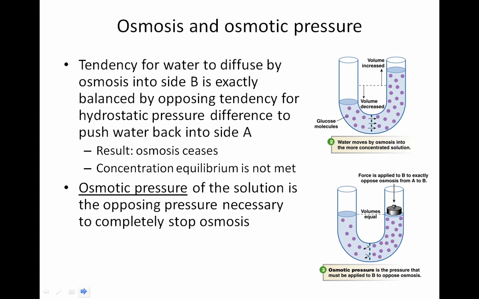The thing is we don't have a concentration equilibrium. In other words, we don't have balance. So water's still going to try to come in, but because of the mass of the water, the weight of the water, it keeps pushing the water back out. All right? So the strict definition is the pressure of the solution that opposes water moving in. In other words, it stops osmosis. Does that make sense?